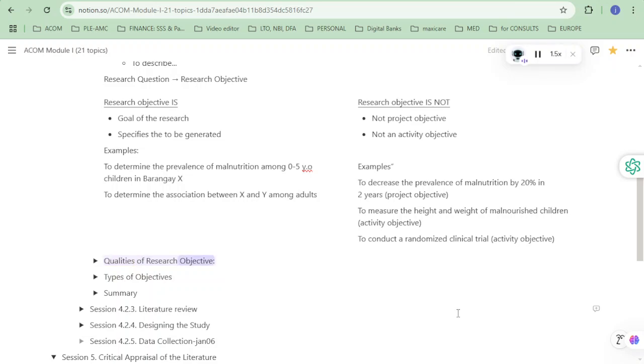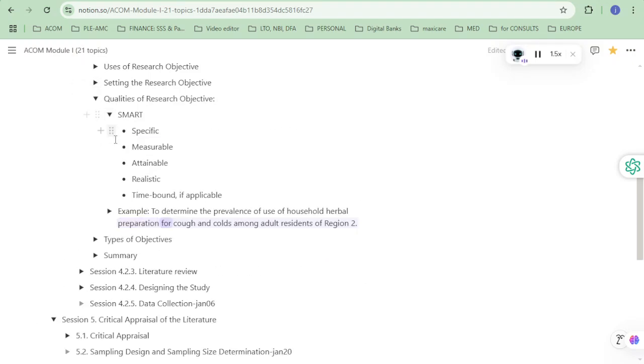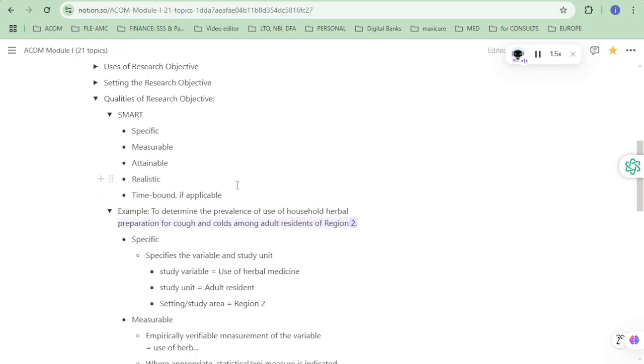Qualities of a research objective: SMART. Specific, Measurable, Attainable, Realistic, Time-bound, if applicable. Example: to determine the prevalence of use of household herbal preparation for cough and colds among adult residents of Region 2. Specific: specifies the variable and study unit. Study variable is use of herbal medicine. Study unit is adult resident. Setting or study area is Region 2.